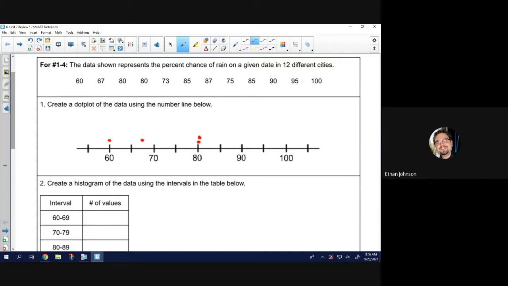Then we have a 73, 85, 87, 75, 85, so we stack again, a 90, 95, and a 100. There is our dot plot.